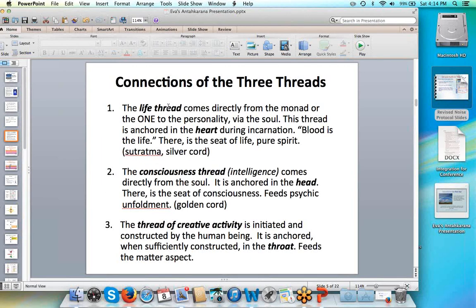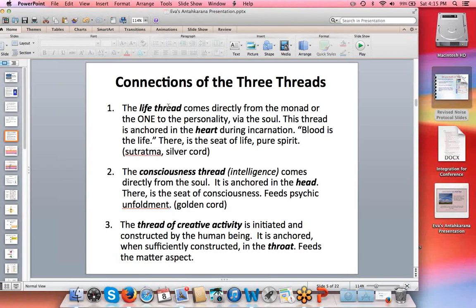This thread is anchored in the heart, and the bloodstream is its reflection. We've heard the expression, blood is the life. This is where the seed of life, or the pure spirit, is anchored, called the Sutratma, or sometimes even the silver cord, as we've seen in some of the various books. This is the life thread that when it snaps, or when it withdraws, this is when you die. It draws out the life, so that the body no longer has life within it.